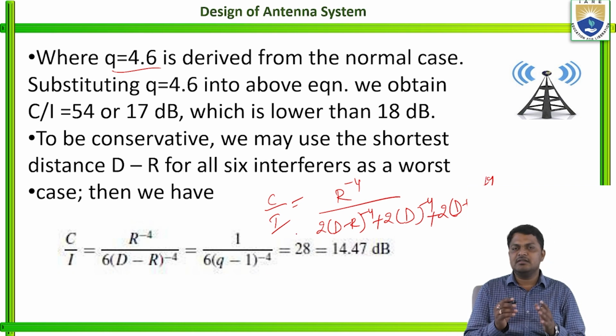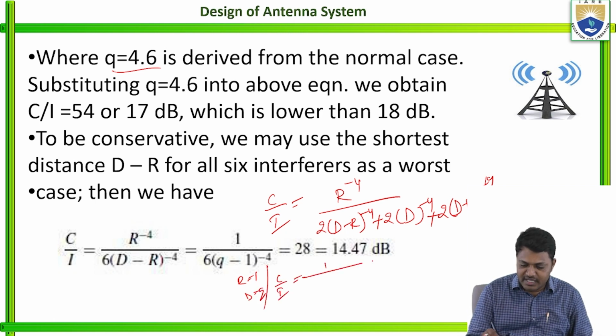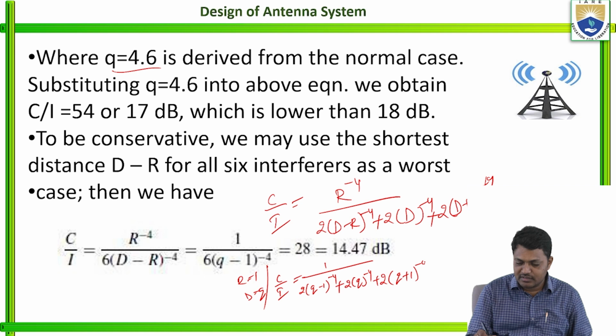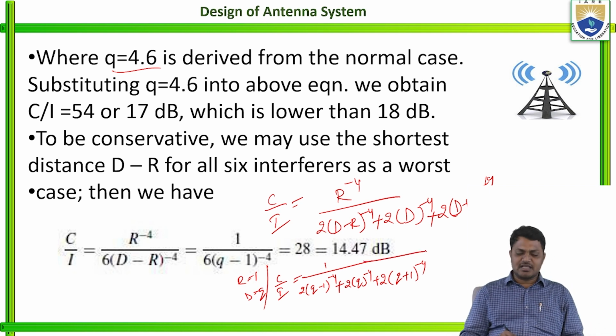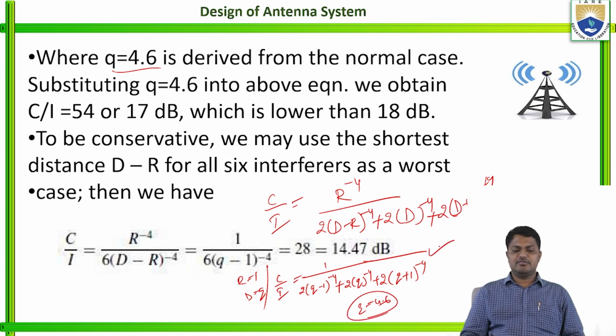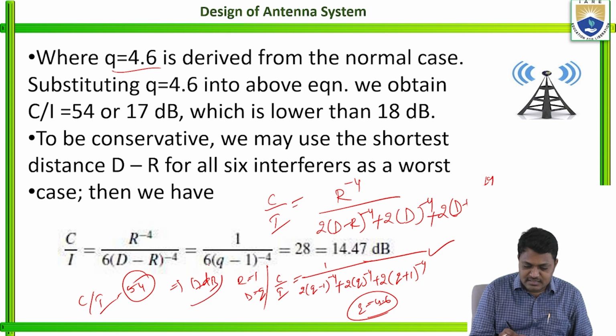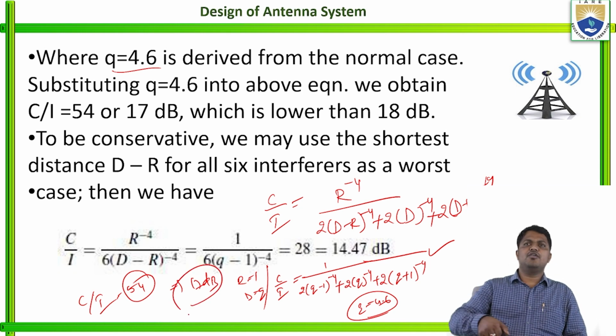Then from this equation, we are substituting R equal to 1 and D equal to Q. Then what we are getting? C by I is equal to 1 by 2 of (Q minus 1) power minus 4 plus 2 of Q power minus 4 plus 2 of (Q plus 1) power minus 4. Just substitute Q equal to 4.6 in this equation. Then we are getting the C by I value equal to 54, that is in terms of decibels, 17 decibels. Which is lower than 18 dB.